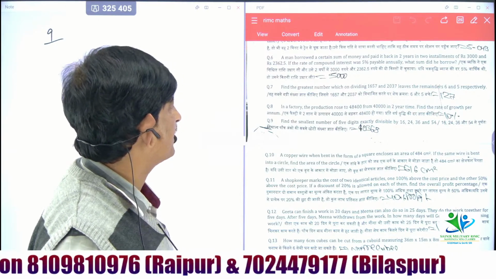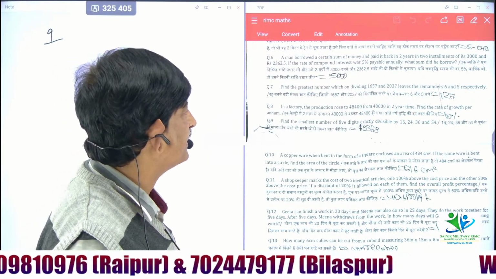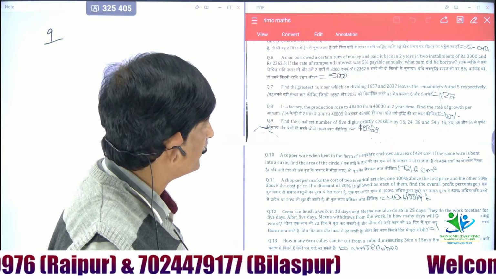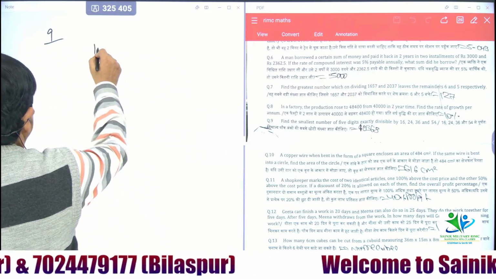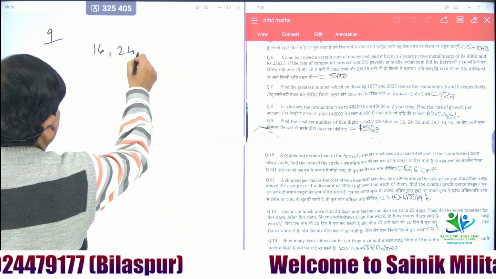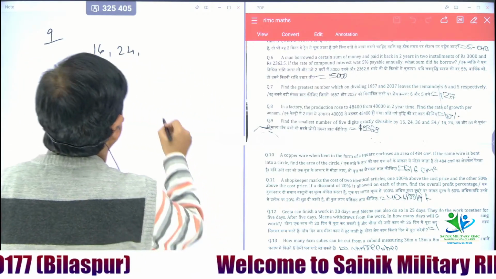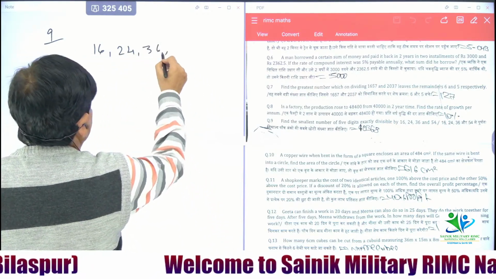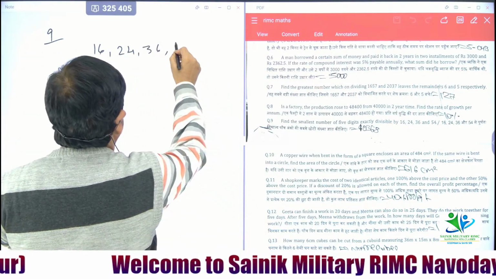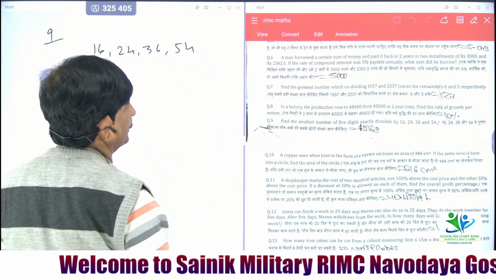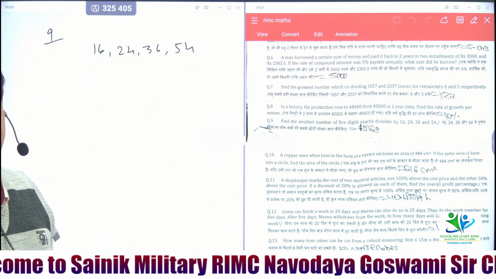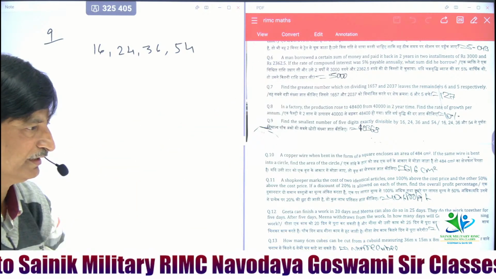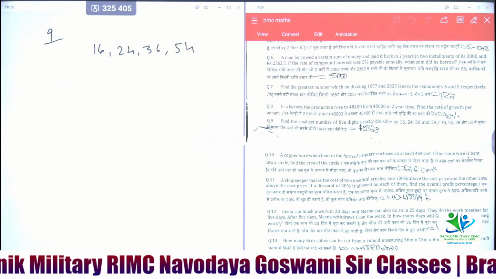find the smallest number of 5 digits exactly divisible by 16, 24, 36 and 54. The numbers given are 16, 24, 36 and 54. Here you have to find the smallest number, but one condition is given: this number should be of 5 digits.